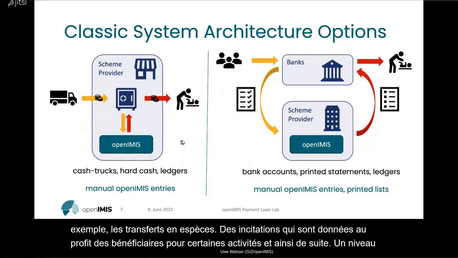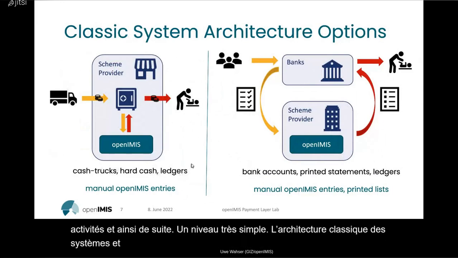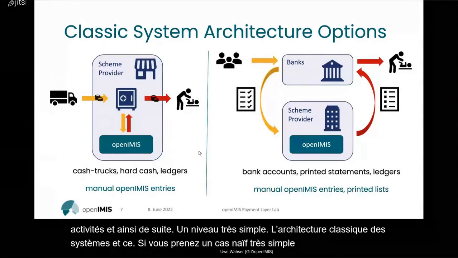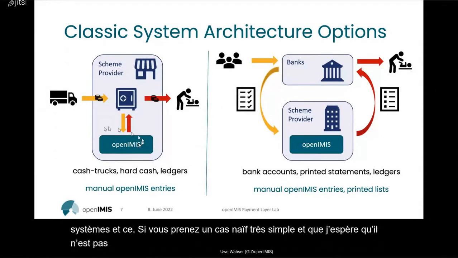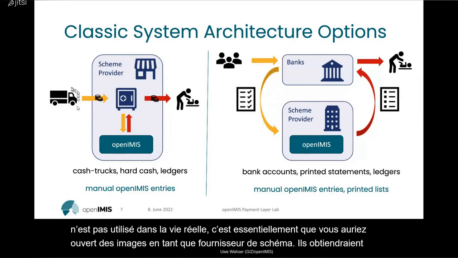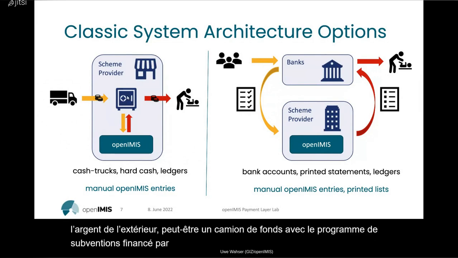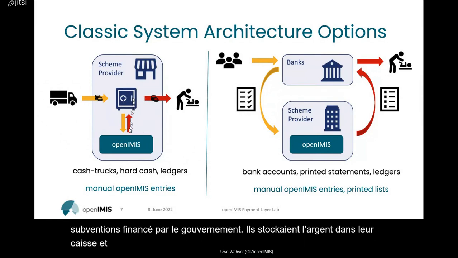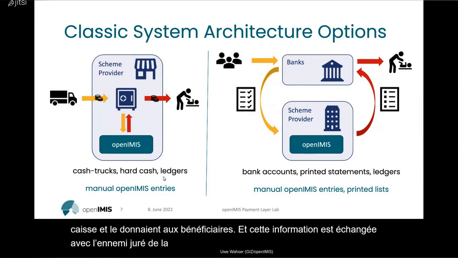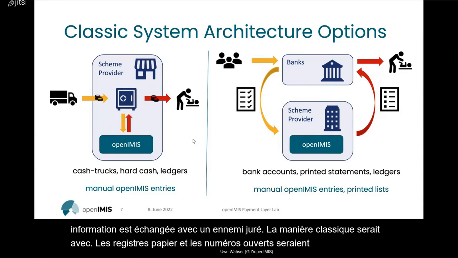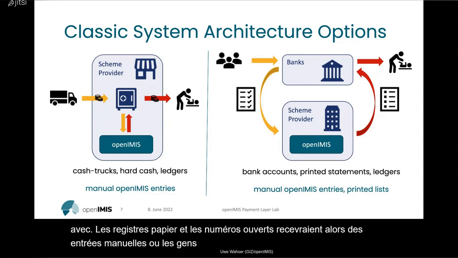The classic systems architecture in this, if you take a very simple naive case, and I hope it's not being used out there in real life, is basically that you would have openIMIS as a scheme provider. They would get money from outside, maybe a cash truck with a government funded subsidy program. They would store the money in their cashier and give it out to beneficiaries, and that information is exchanged with openIMIS. The classical way would be with paper-based ledgers, and openIMIS would then receive manual entries, or people would read from the screen whether a beneficiary is allowed to get an incentive, for example.